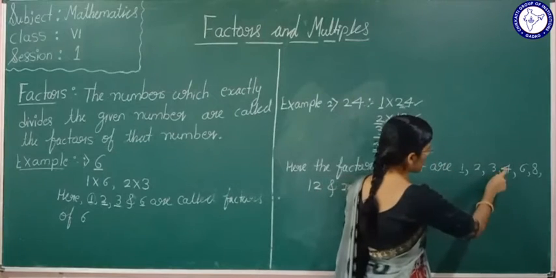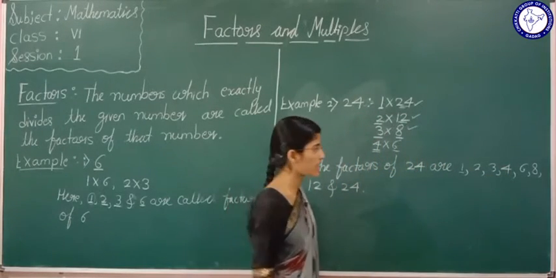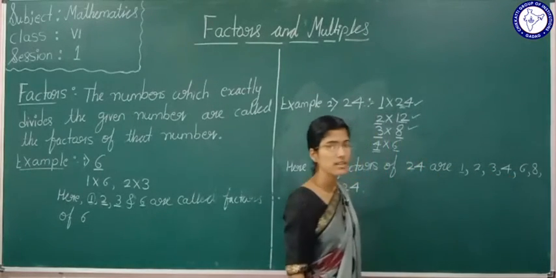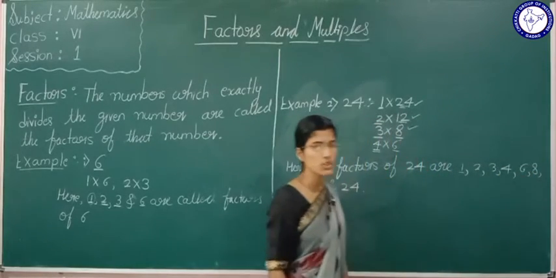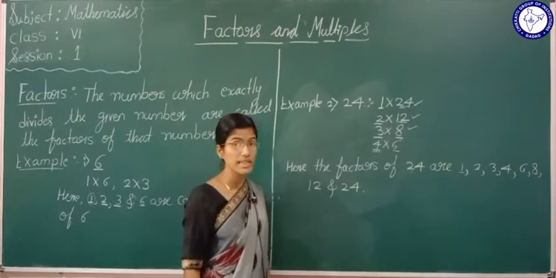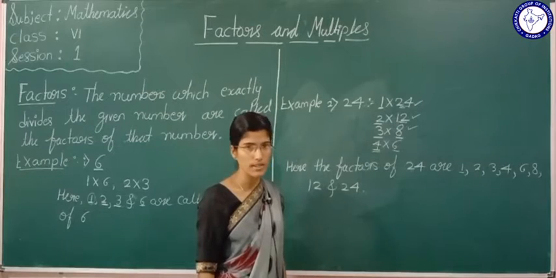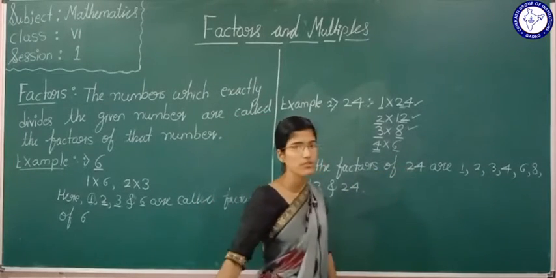24 divided by 4, we are getting quotient 6. 24 divided by 6, we are getting quotient 4. 24 divided by 8, we are getting quotient 3. 24 divided by 12, we are getting quotient 2. 24 divided by 24 is 1. So these numbers are the factors of 24.